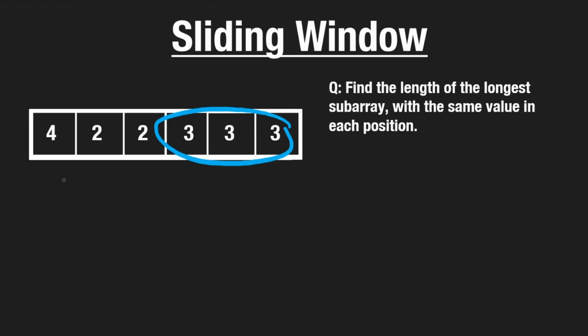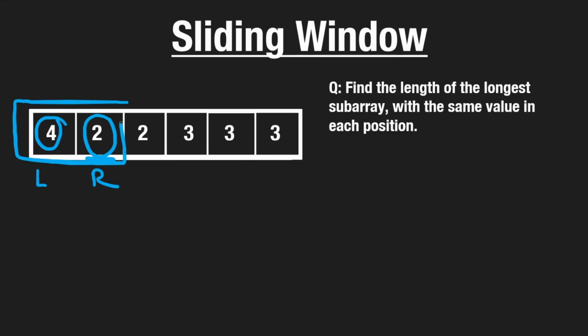Now, the simple way to solve this problem with a sliding window would be to initialize the left and right pointers. In this case, they can be at the same position because this is a valid window. And then we would increment the right pointer. Now, at this point, we would see that the right pointer is not equal to the same value as the left pointer. So that's a problem. We want our window to have the same value in every position.